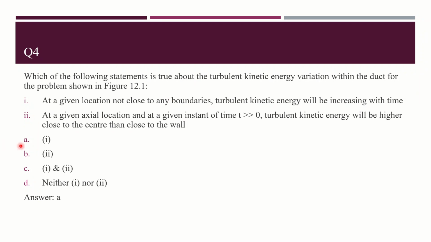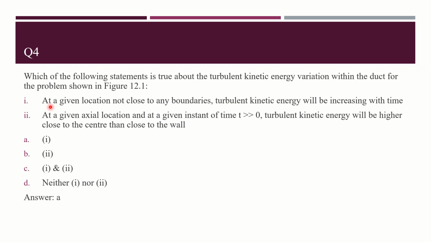So the options are: option A, 1; option B, 2; option C, 1 and 2; option D, neither 1 nor 2. So the right answer is option A, that is, the first statement alone is right. The second statement is false because we cannot say how it will be varying with respect to position. So we cannot comment on that.